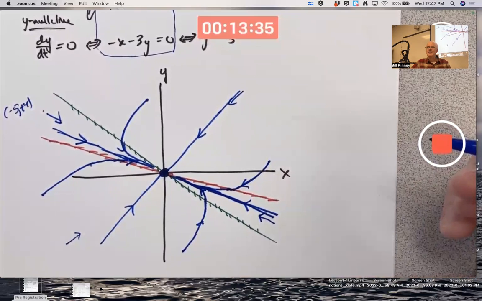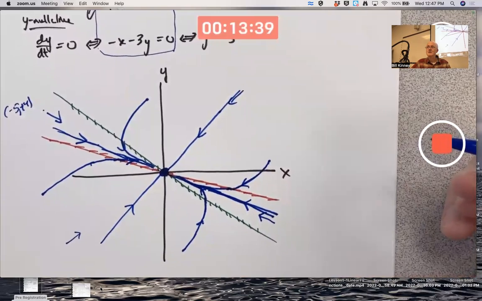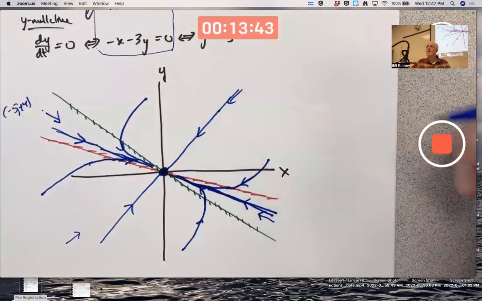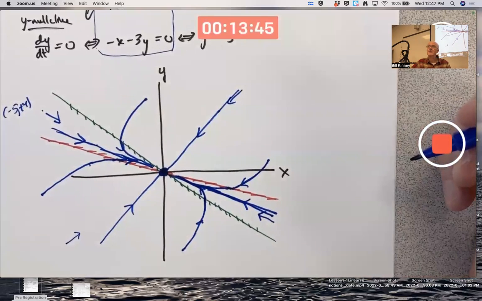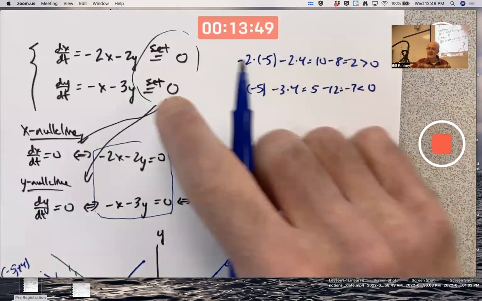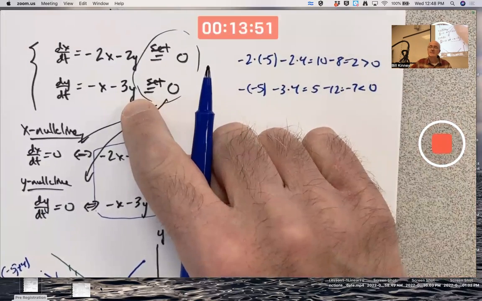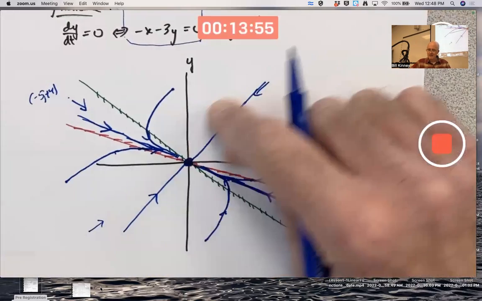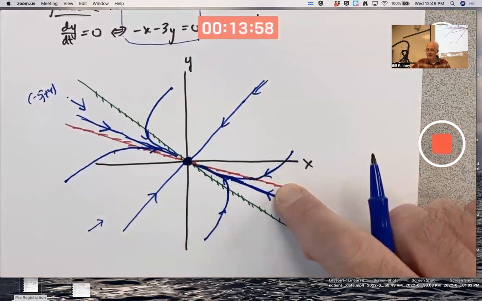Remember me making a big deal about change of coordinates, skew coordinates at the beginning of the lectures? These straight line solutions form a skew coordinate system for which the system can be transformed into its most simple form. I'll say that again. These straight line solutions that you see here that are not the axes, they're not the X and Y axes, they are skewed axes, so to speak.